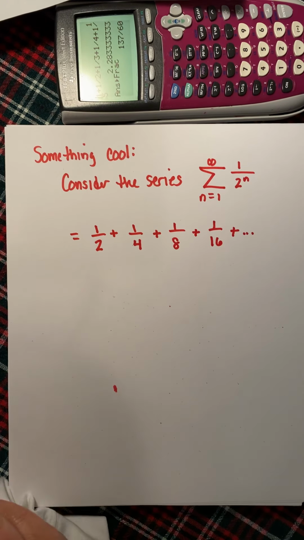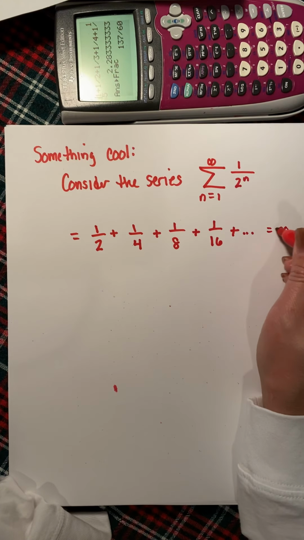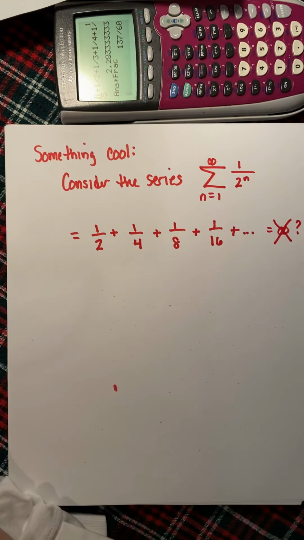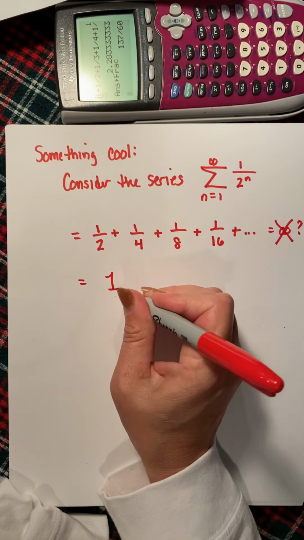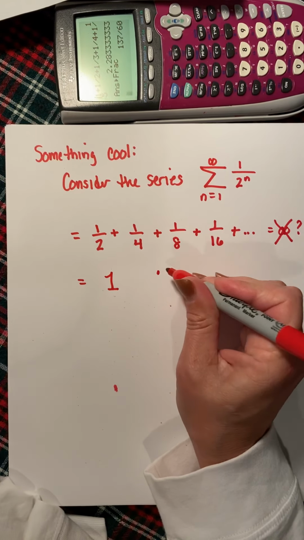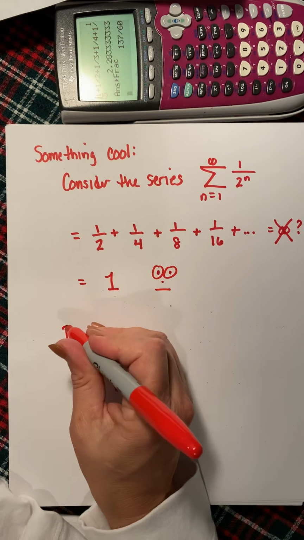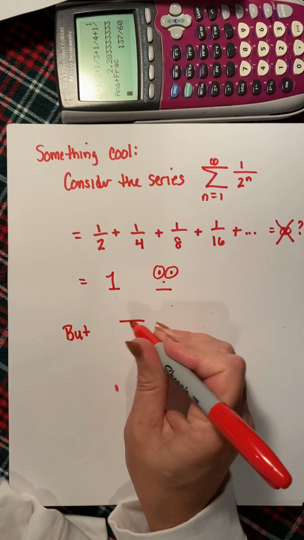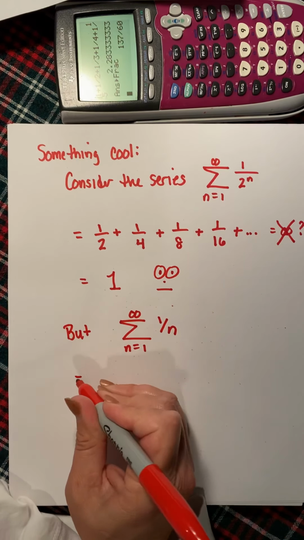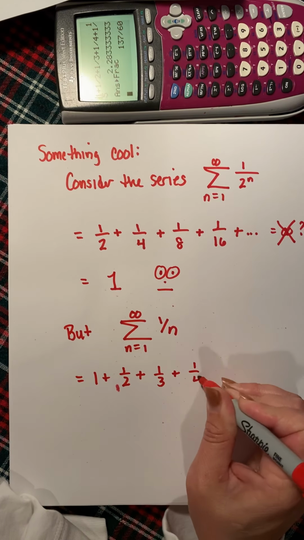Now it might be your thought that if we add up an infinite collection of numbers that this sum must be infinity, right? Because we just keep adding and adding and adding. It's not true. As a matter of fact, if we add this up, it equals 1. If we add 1/2 plus 1/4 plus 1/8 plus 1/16, it just equals 1. But n equals 1 to infinity, 1 over n, which is 1 plus 1/2 plus 1/3 plus 1/4.